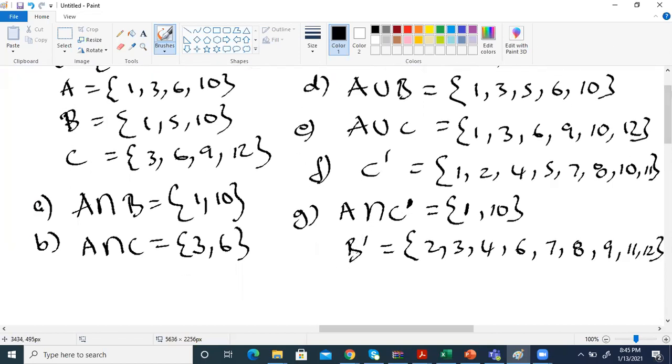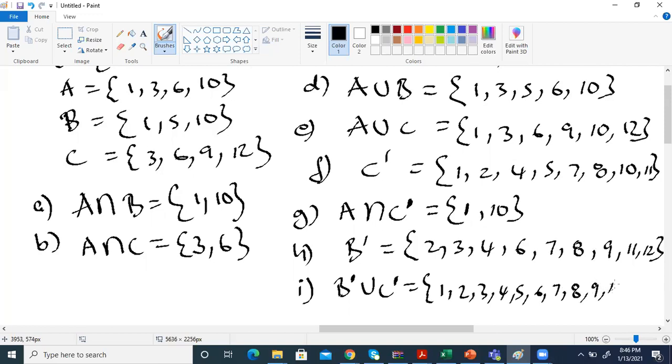The next one is B complement union C complement. So this was H, and then this is I. What's the answer for this one now? Looks like almost everything, from 1 to 12. So 1, 2, 3, 4, 5, 8, 9, 10, 11, 12.